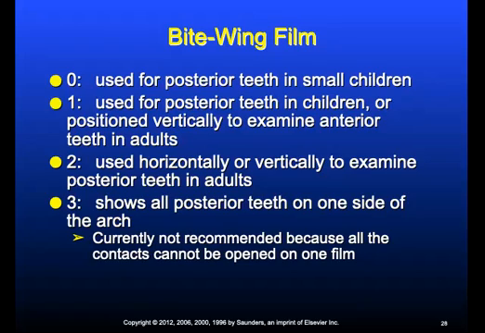A size 3 bite wing film is going to be a little bit more narrow and longer horizontally. The idea is that it catches all the posterior teeth in one shot. So rather than taking 2 bite wings on one side, you would only take 1 bite wing on one side. This is currently not recommended because all of the contacts, as we know, cannot be opened on one film, or it is very difficult to do so. So bite wings are most frequently taken with the size number 2 film and a bite wing tab or a red XCP ring.